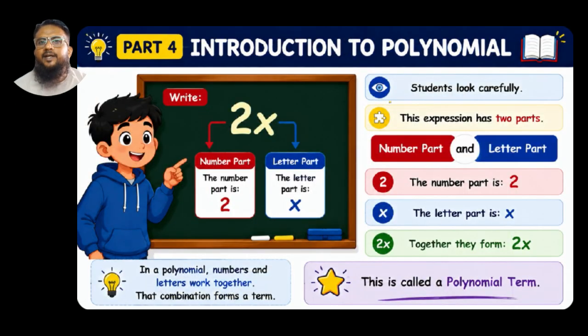Now, students, understand a polynomial. Here 2x, this complete 2x is a polynomial. In this, there are two parts. The number part is 2 and the letter part is x. Students, look carefully. This expression has two parts. The number part is 2 and the letter part is x. Together they form one term. This is called a polynomial term.